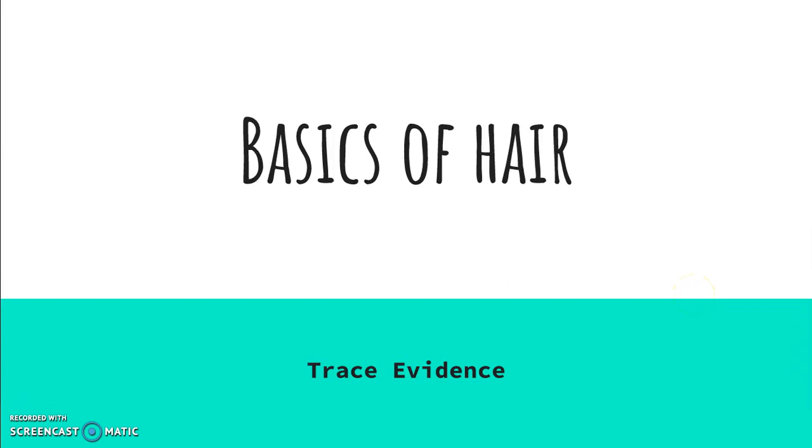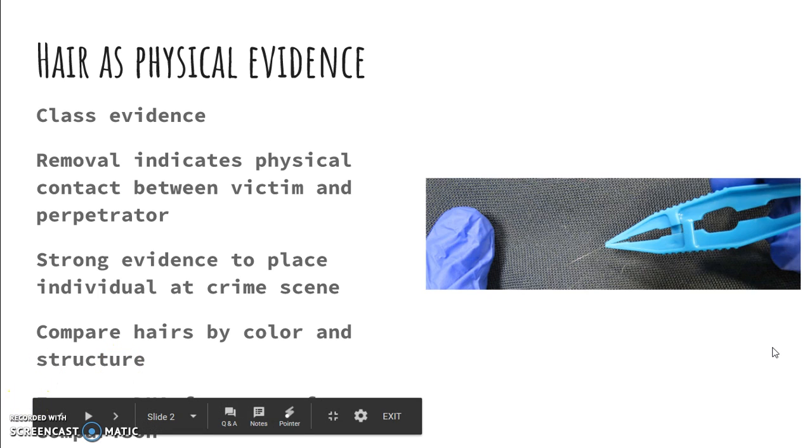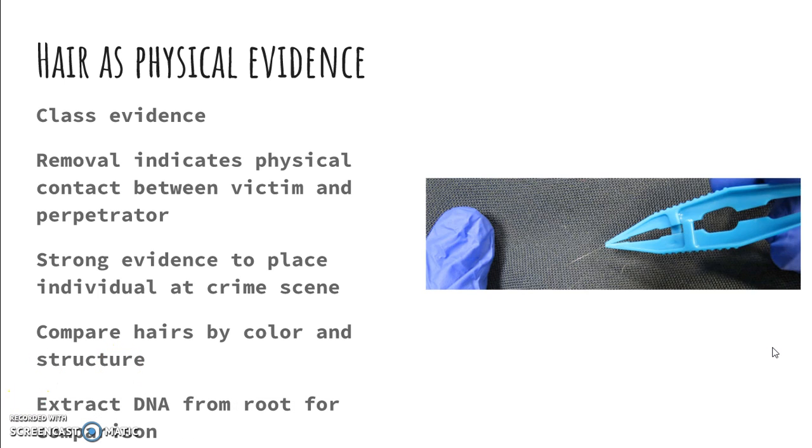This lecture is going to talk about the basics of hair to get you ready for the more advanced information that's going to come in the following days. Hair is a type of trace evidence which can sometimes be invisible to the naked eye. Hair is considered to be class evidence, which means it can narrow it down to a group of people but not one individual. Generally, when hair is found, it indicates physical contact between a victim and a perpetrator if it is a human hair. It is strong evidence to support an individual being at a scene.